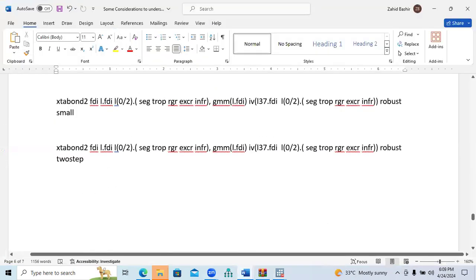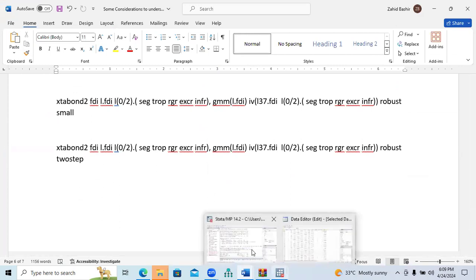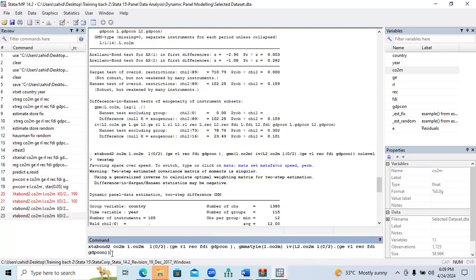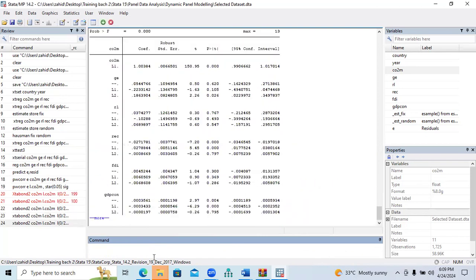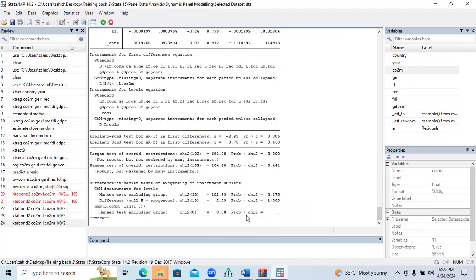For example, in case of, yes, this is the GMM style. You need to write here robust and small. That is basically the changes that you need to put here for getting your one-step system GMM. So always remember that system GMM is superior to difference GMM. So press enter and it will show you one-step system GMM estimation.